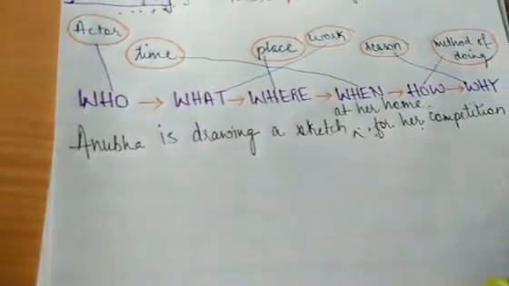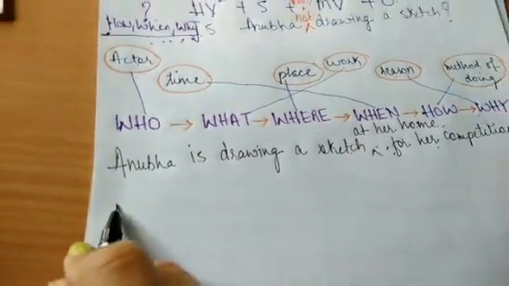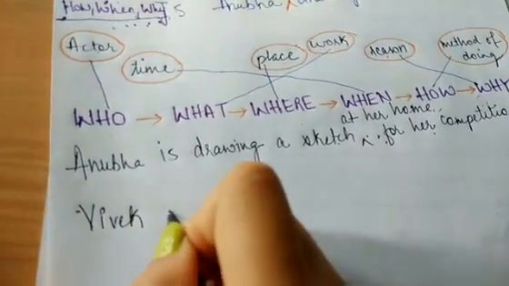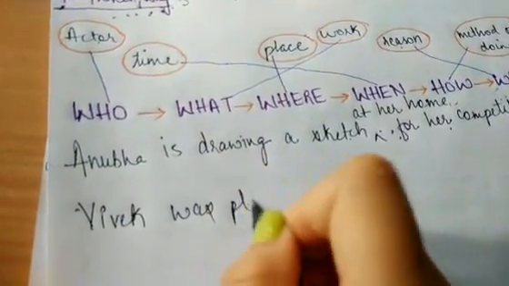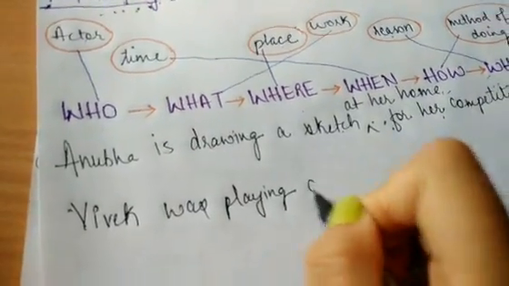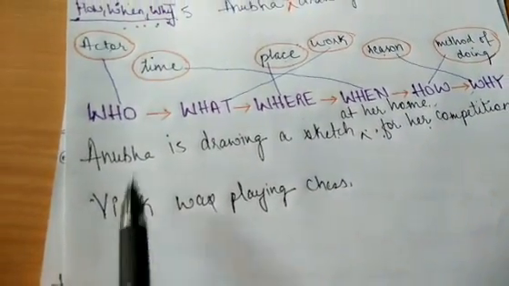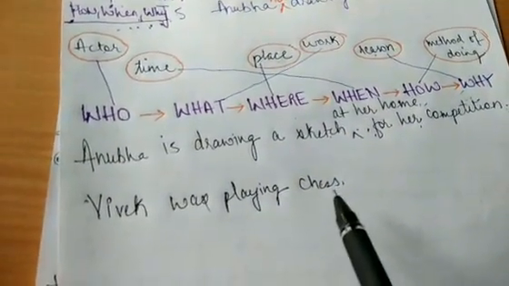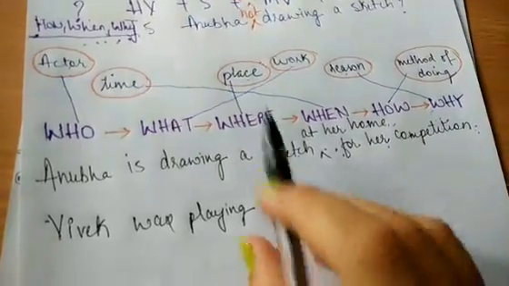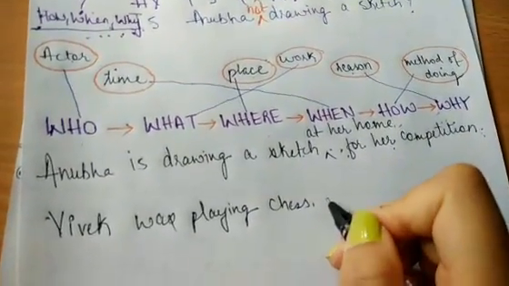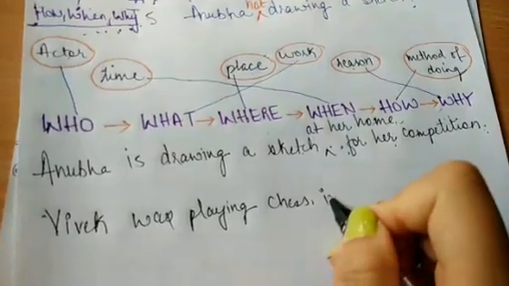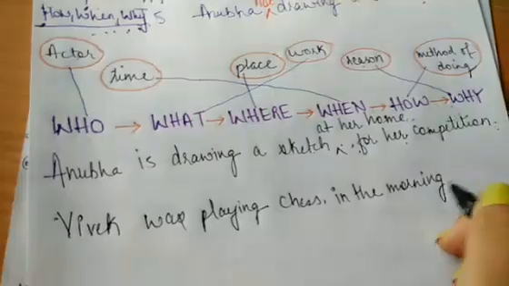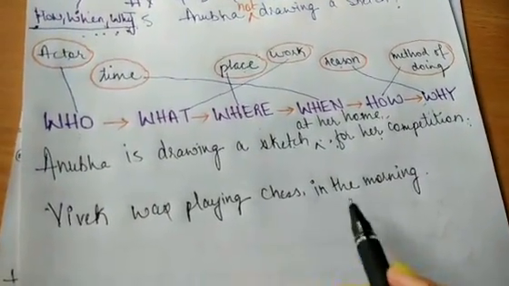In the starting, we discussed one more sentence, that was Vivek was playing badminton, or Vivek was playing chess. We can write it again. Vivek was playing chess. So now this is described by actor Vivek, and the verb was playing chess. Now if I want to add time, it is Vivek was playing chess in the morning. Here I have added time.